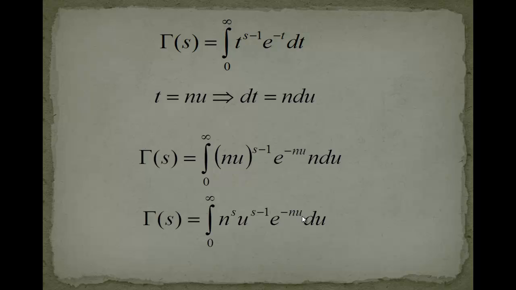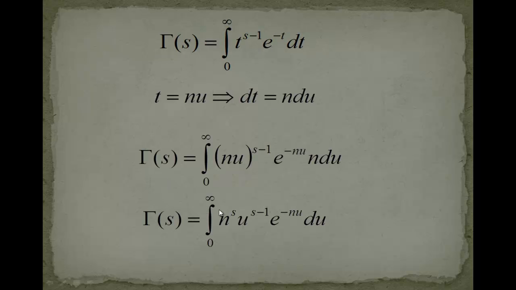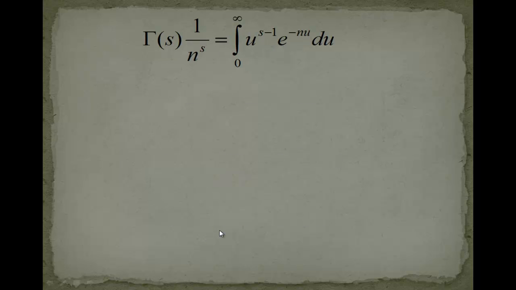What I do in the next step is, let's look back, I will divide by n to the s. Because n to the s is never 0, I can do that. We took positive integer numbers for n, so this is the reason why this is never 0.